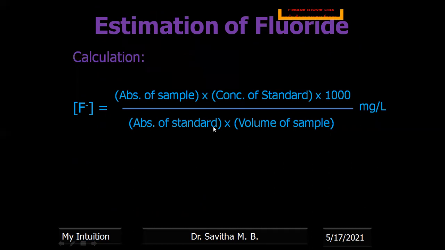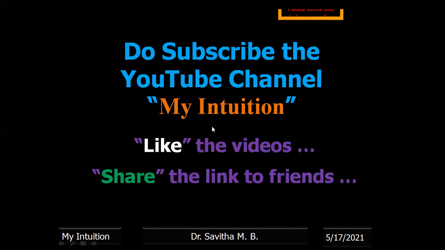This is the estimation of sulphate by gravimetry method and the estimation of fluoride by colorimetry method. That is what is being discussed in this video. Next I shall be going for the next topic.